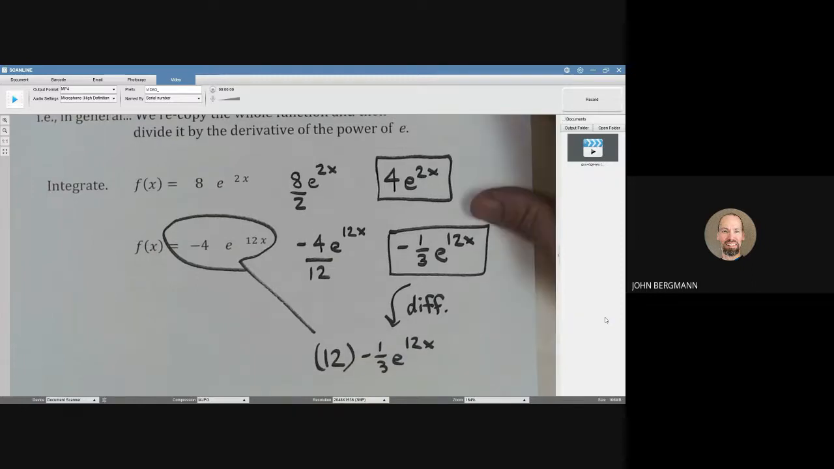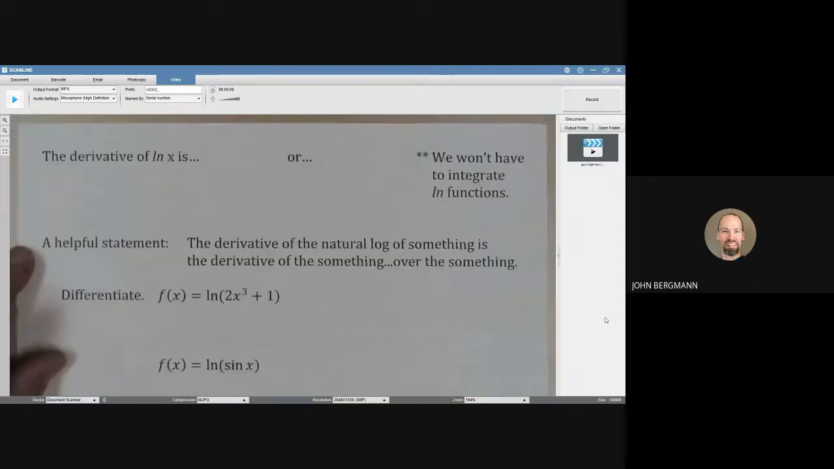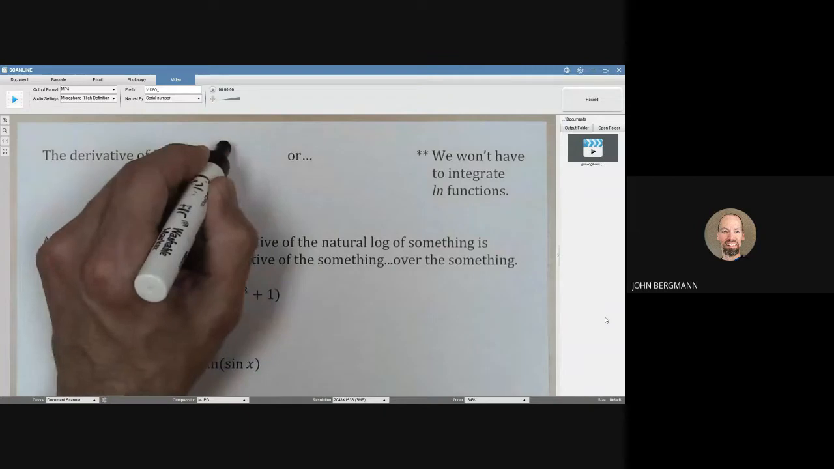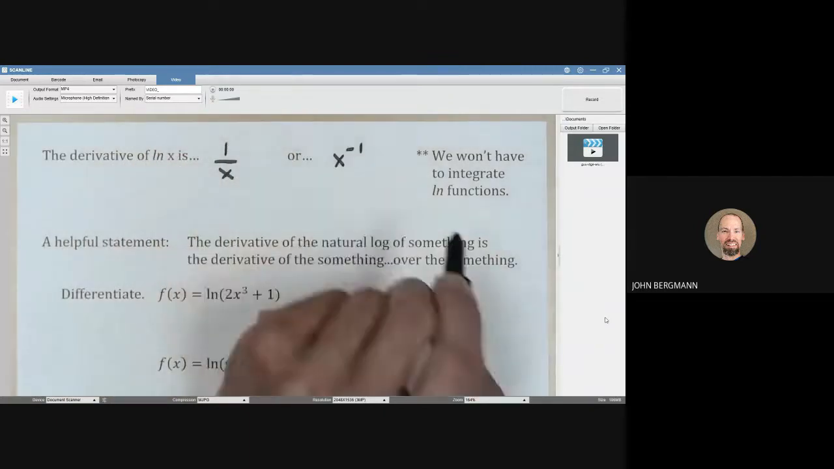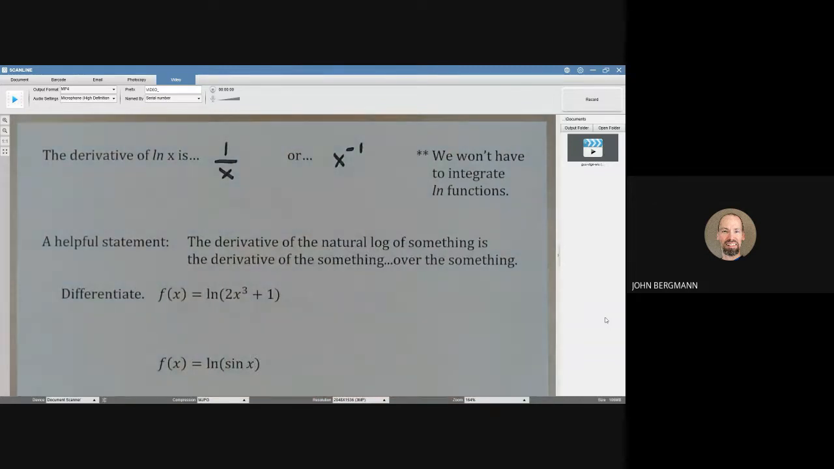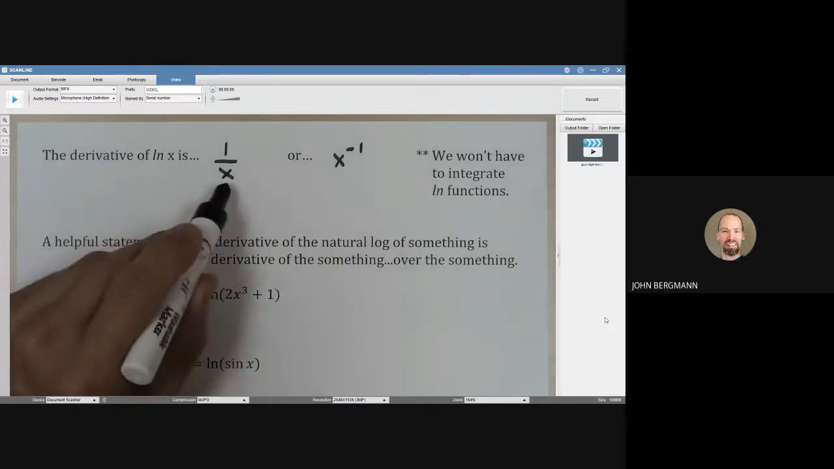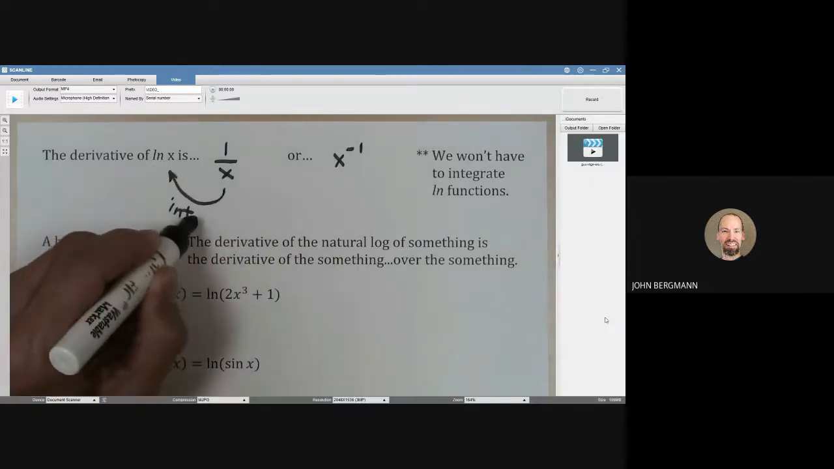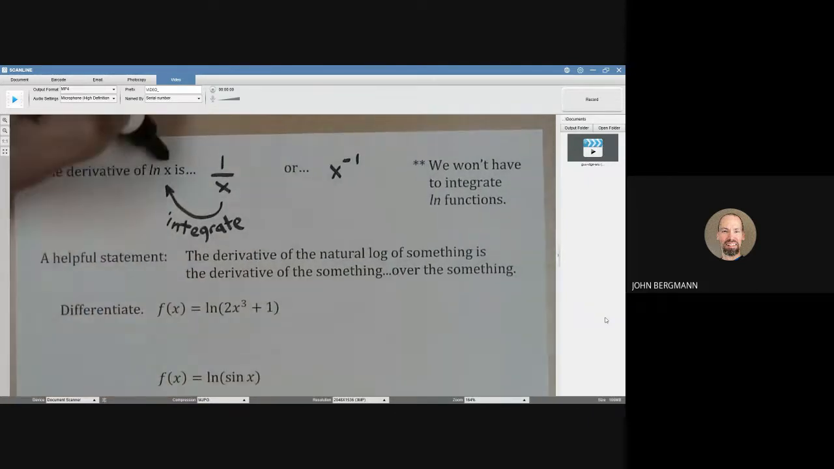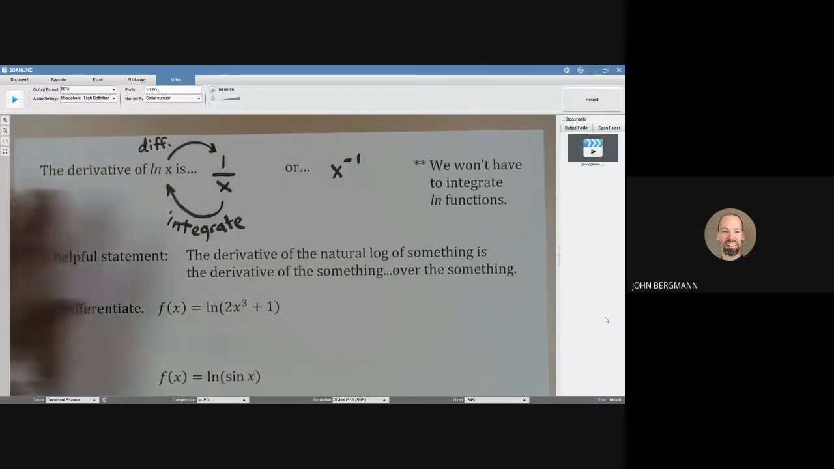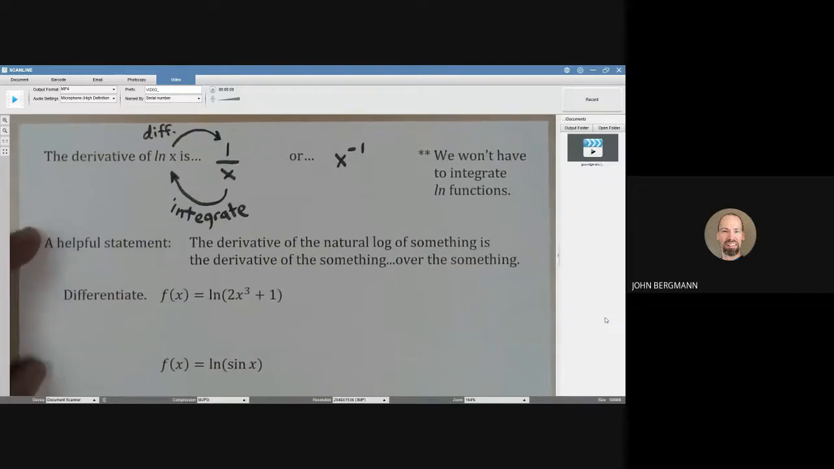There you go. What about natural logarithms? The derivative of the natural log, we're not going to prove this to you. I'm just going to say 1 over x, or sometimes x to the minus 1. That's the derivative of the natural log of x. If we want to integrate 1 over x, this is going to come into play. If we want to integrate 1 over x, we get log of x. If you want to differentiate log of x, you get 1 over x. So we will see that. We're not going to have to integrate natural log functions in this class, so that's kind of nice.